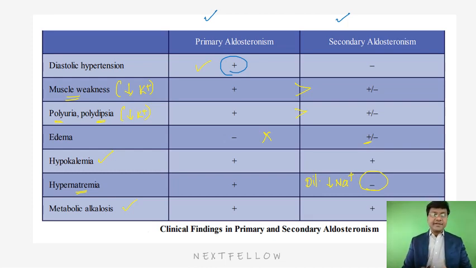So these are the differences between primary and secondary hyperaldosteronism, right? The very important difference: muscle weakness, polyuria and polydipsia, and edema, they may or may not be present in secondary, and even hypernatremia will not be there in secondary, right?